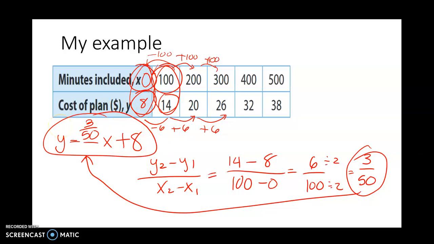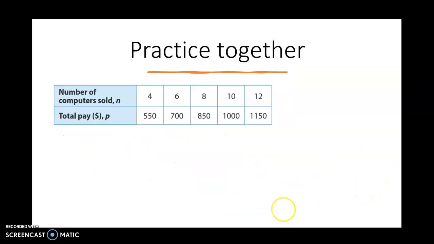So three steps. One, I got to see if there's a 0 in the x column. If there isn't, then I find the pattern in the table to get the y-intercept. Then I have to pick two ordered pairs and do slope formula. Let's do another one. Do you see a 0 in the x column?